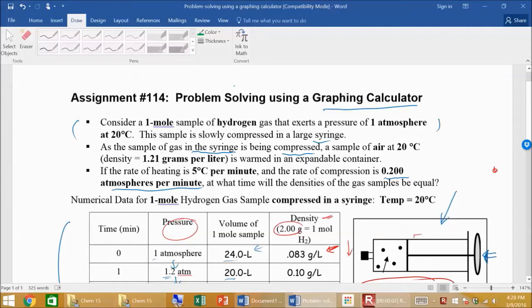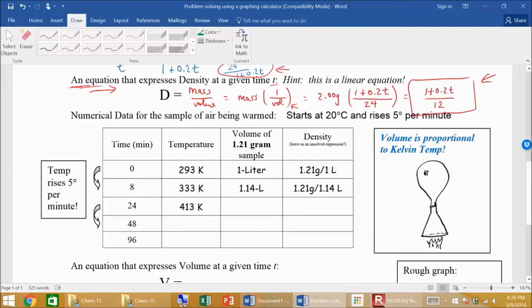Now we're ready to look at the second part of this problem and look at the sample of air. Original density is provided, is warmed in an expandable container. Keep in mind we're looking at the time at which the densities of the gas samples will be equal. Here's the data table for the warmed gas. Starts at 20 degrees C, rises 5 degrees per minute. Here's your picture.